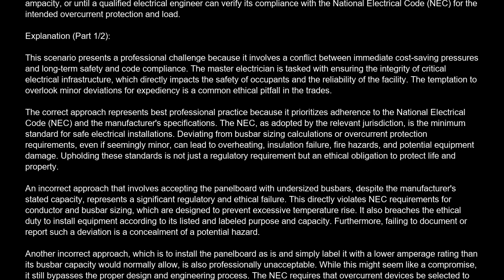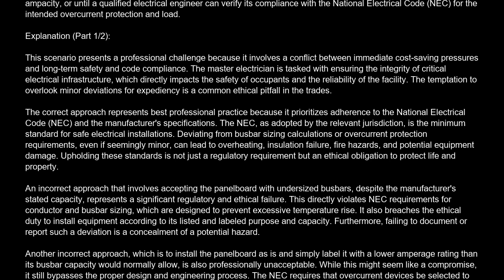The temptation to overlook minor deviations for expediency is a common ethical pitfall in the trades. The correct approach represents best professional practice because it prioritizes adherence to the National Electrical Code, NEC, and the manufacturer's specifications. The NEC, as adopted by the relevant jurisdiction, is the minimum standard for safe electrical installations. Deviating from busbar sizing calculations or overcurrent protection requirements, even if seemingly minor, can lead to overheating, insulation failure, fire hazards, and potential equipment damage. Upholding these standards is not just a regulatory requirement, but an ethical obligation to protect life and property.